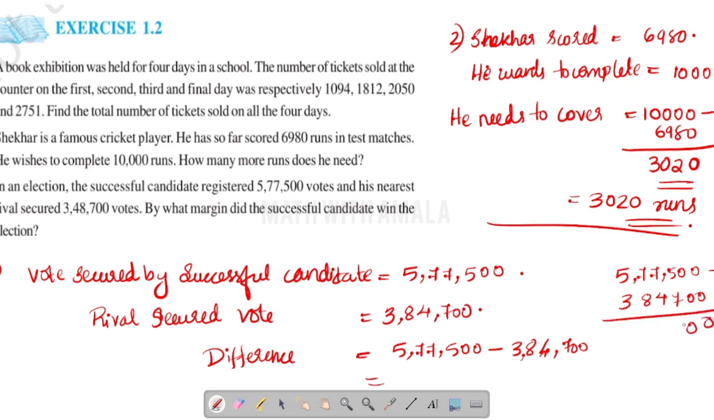So what is the margin here? The difference between these two votes secured. So the first minus the second, you will get 2,28,800 votes.